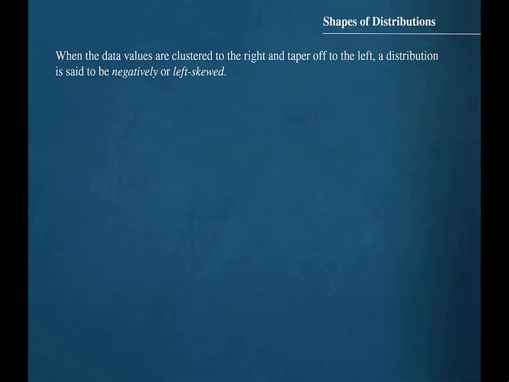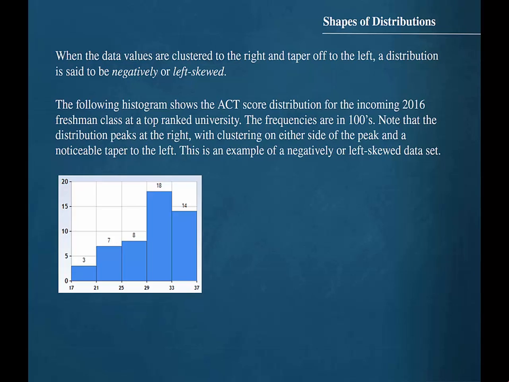When the data values are clustered to the right and taper off to the left, a distribution is said to be negatively or left-skewed. The following histogram shows the ACT score distribution for the incoming 2016 freshman class at a top-ranked university. The frequencies are in hundreds.